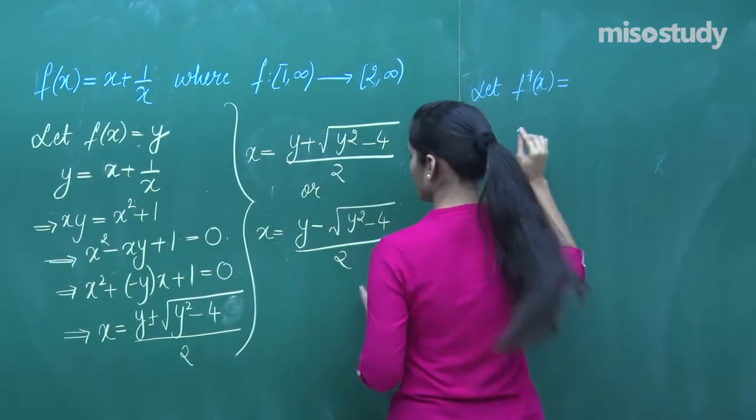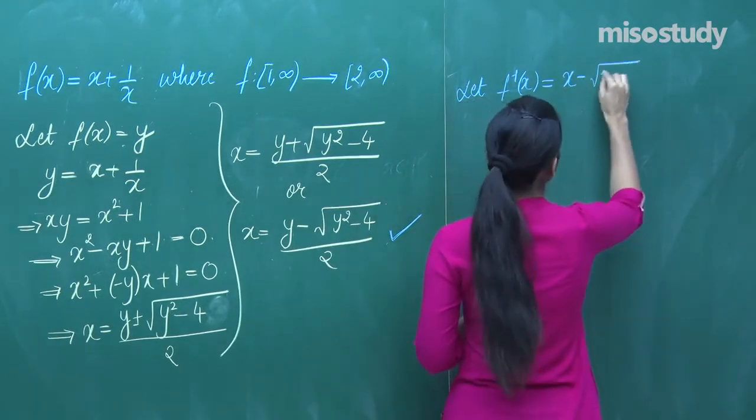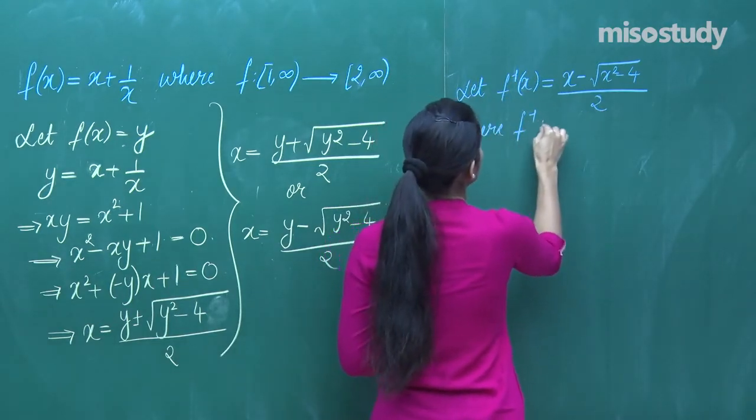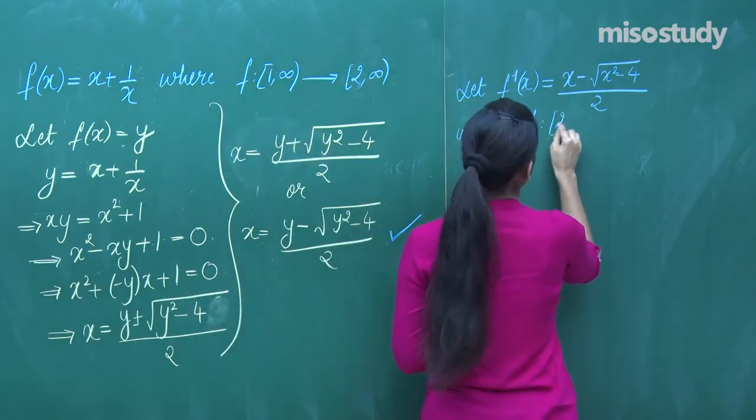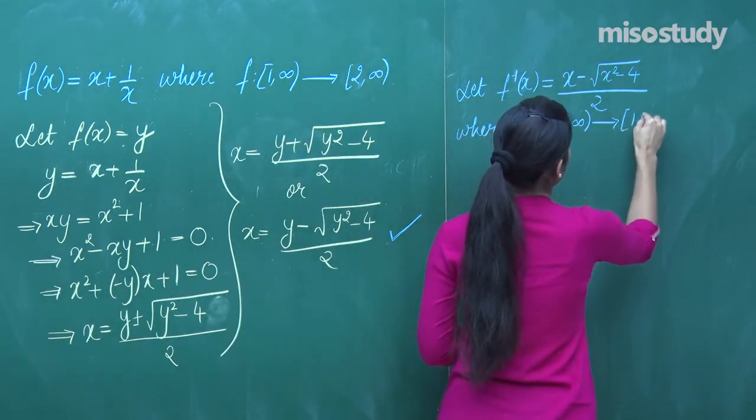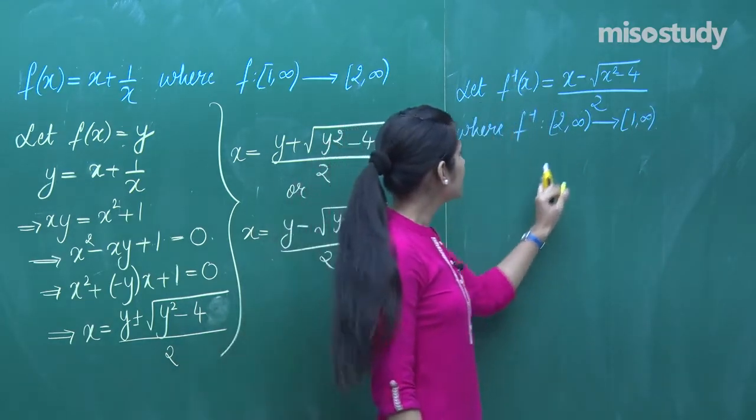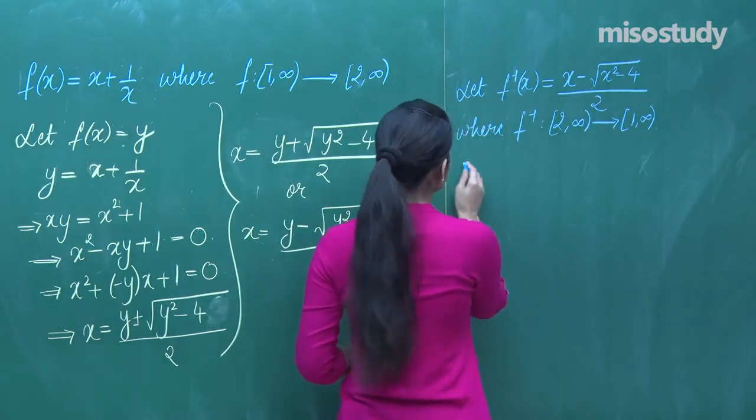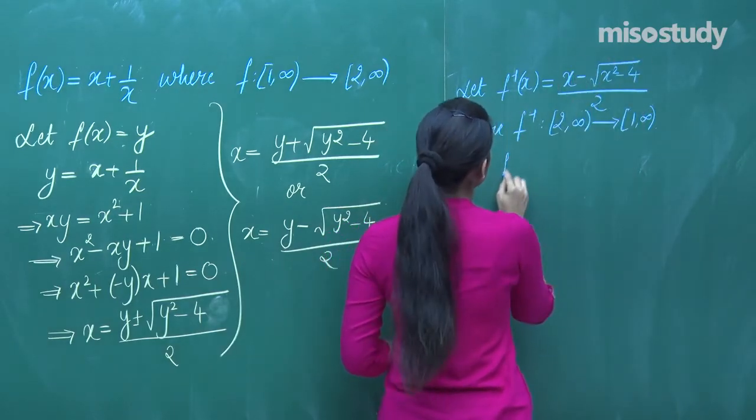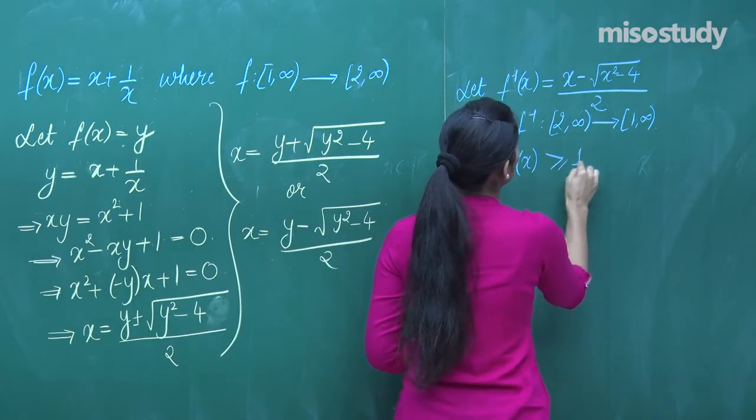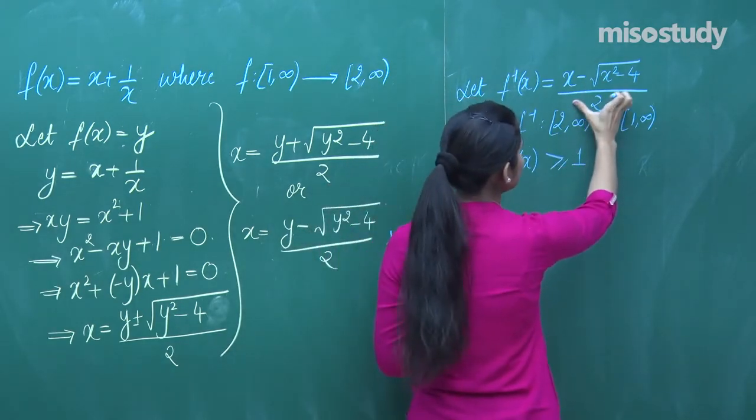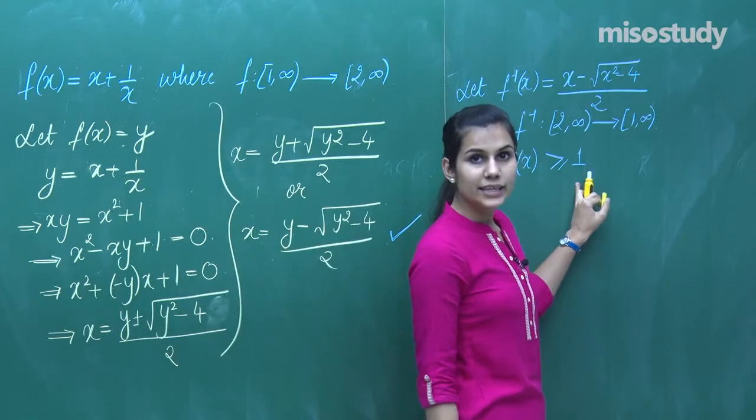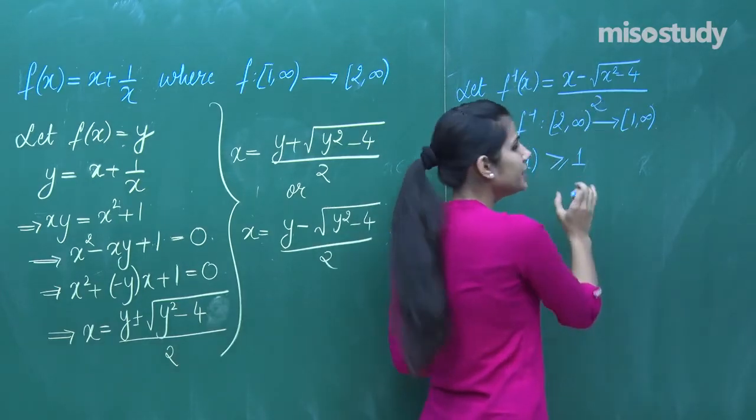Suppose I take this. So let f inverse x be equal to x minus under root x square minus 4 whole upon 2, where f inverse is a function from 2 comma infinity to 1 comma infinity, right? This means for all x coming from 2 comma infinity, f inverse x is going in 1 comma infinity. So this means here f inverse x is greater than equal to 1, for all x coming from 2 comma infinity. If this is my f inverse, it should be greater than equal to 1.